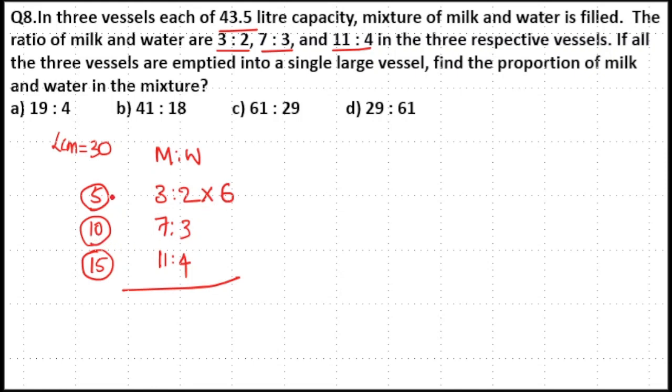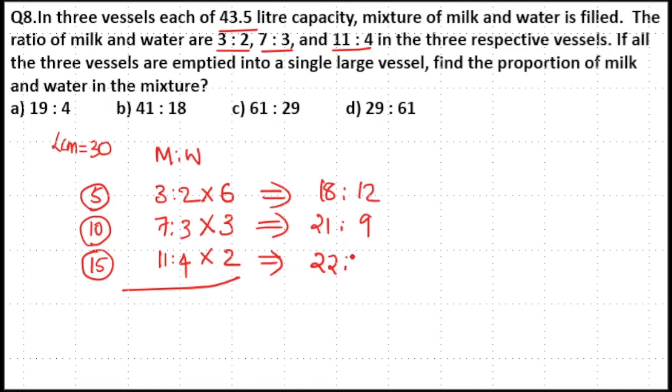And 10 into 3 is equal to 30. So multiply second ratio with 3. 15 into 2 is equal to 30. So multiply third ratio with 2. Now first ratio will become 6 into 3, 18 is to 6 into 2, 12. Second ratio will become 3 into 7, 21 is to 3 into 3, 9. Third ratio will become 2 into 11, 22 is to 2 into 4, 8.